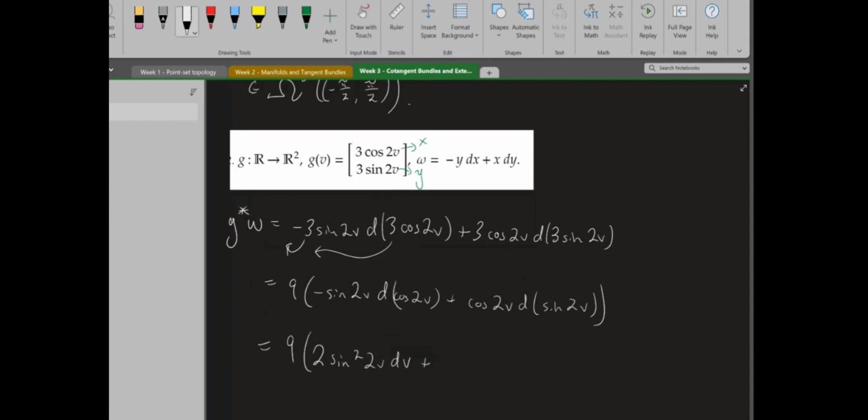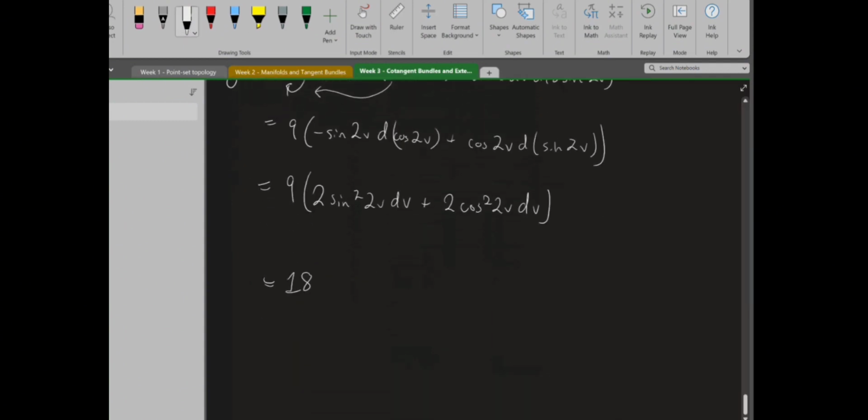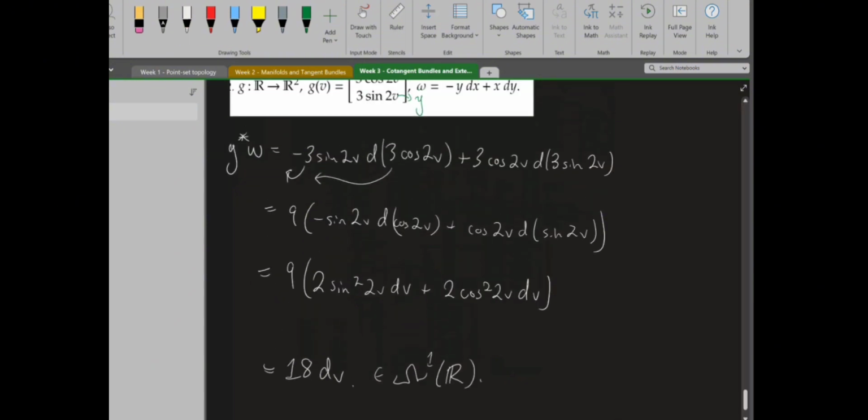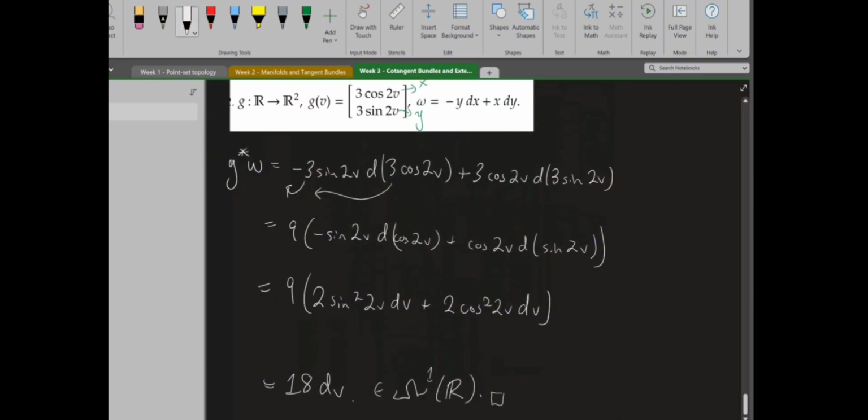plus, just checking to see if the dimension of the domain agrees. It does. So that's cosine squared 2v dv. And namely, this becomes 18 dv. Okay. And this is in the differential one forms on R instead of being on R2 now. Right, because we're pulling back onto R from R2.